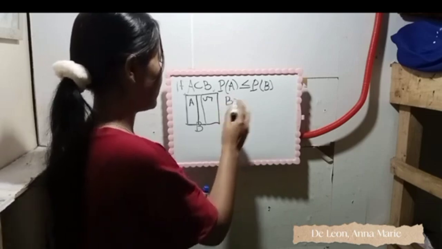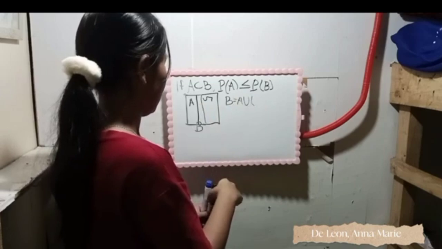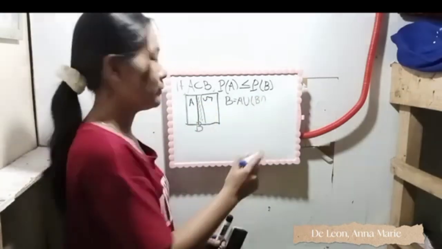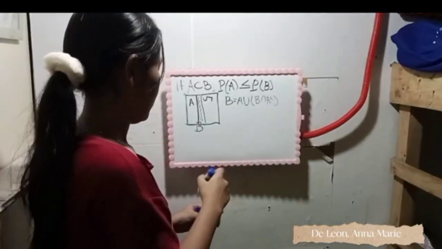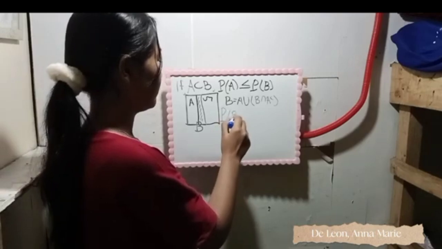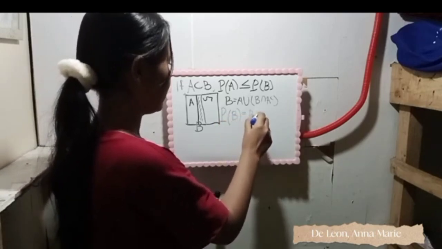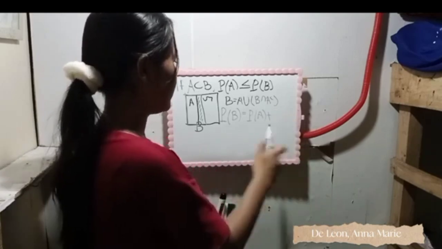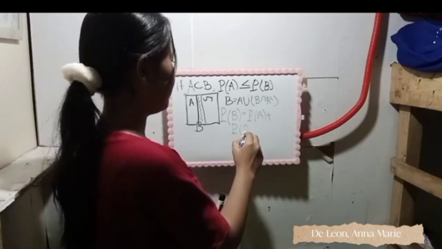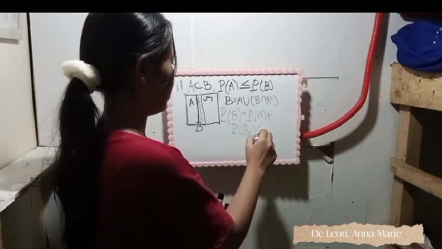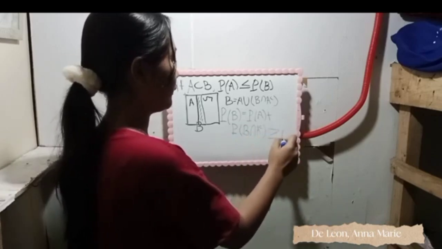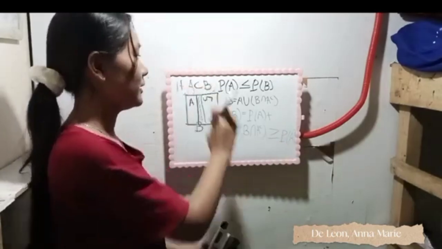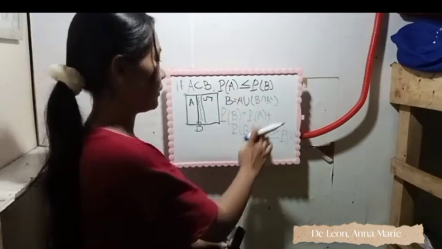So B is equal to A union the intersection of B with the event that does not belong to A but belongs to B. So probability of B is equal to probability of A plus the probability of B intersection A complement, which is greater than or equal to the probability of A. So we prove that if A is a subset of B, then the probability of A is less than or equal to the probability of B.